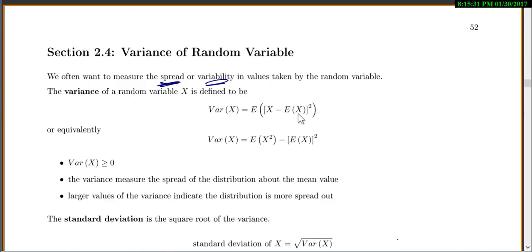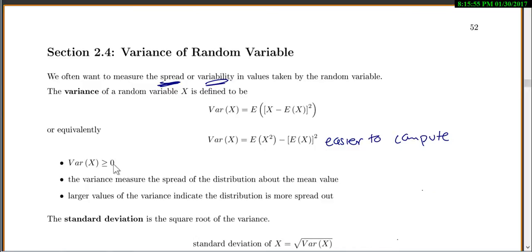So you already find the expected value once, do X minus that, and then you find the expected value again, in a way. Or, and this one is usually easier to compute, you can find the expected value of X squared minus the expected value of X, all squared. So we find the expected value first and then square the entire thing.